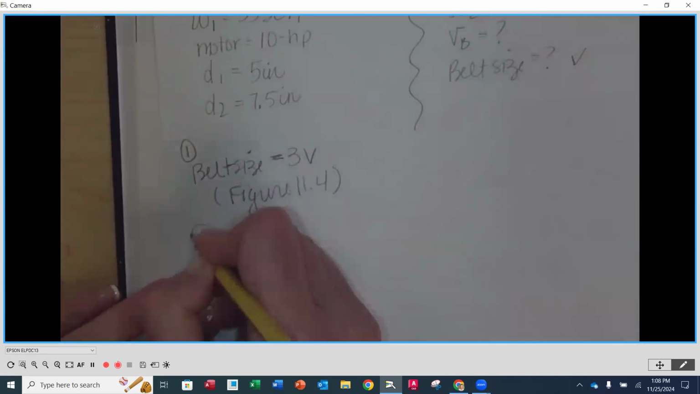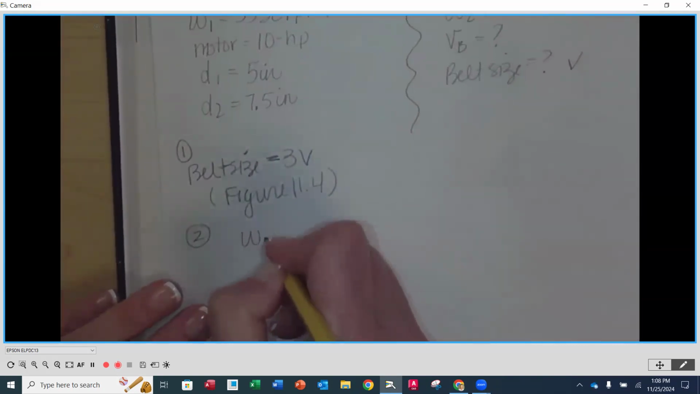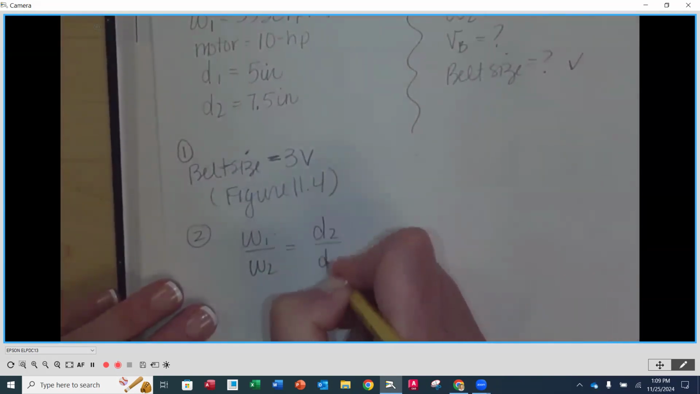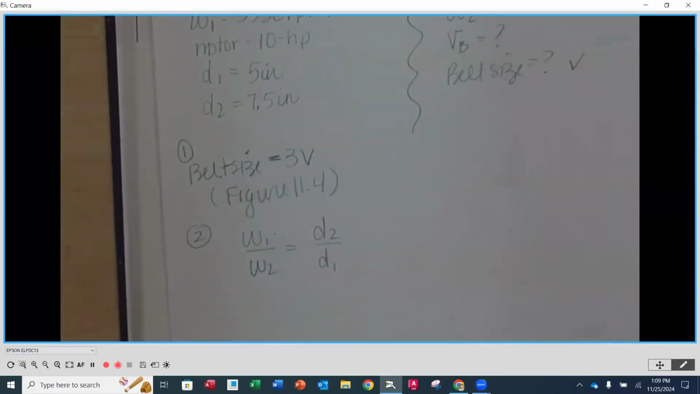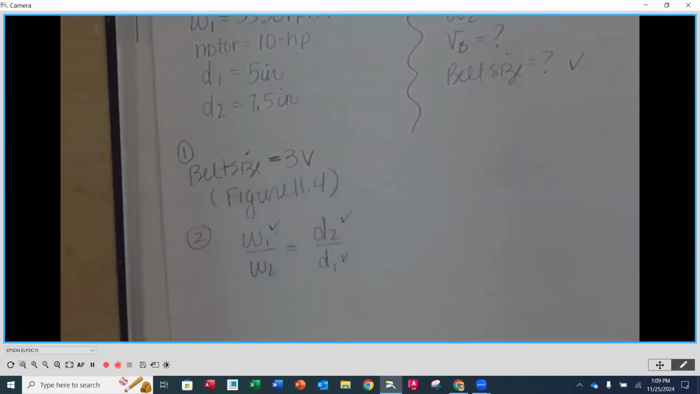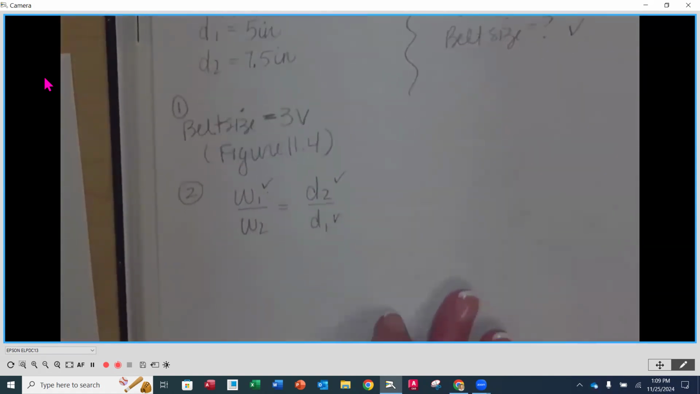So our second part here is going to be W1 over W2 is going to be equal to D2 over D1. Make sure you have them in the right order. Okay. Now we know, again, W1, D2, and D1. So what I want you to do right now, before we put the numbers in, let's rearrange this to solve for W2. Okay, so go ahead and rearrange this using your algebra to solve for W2.